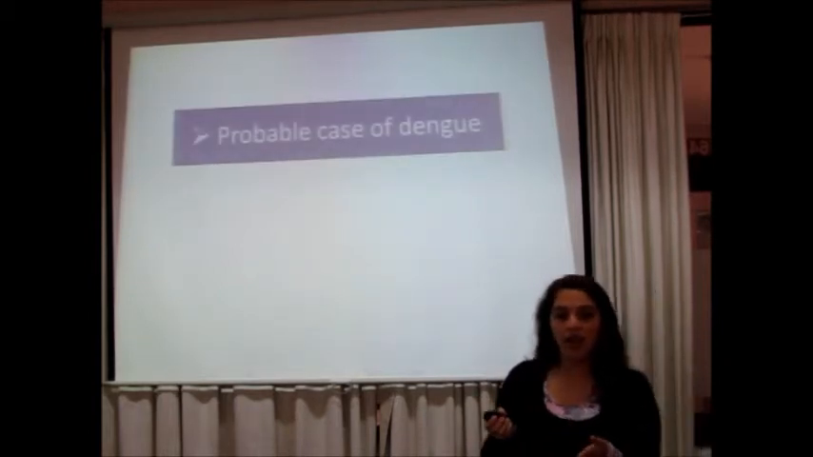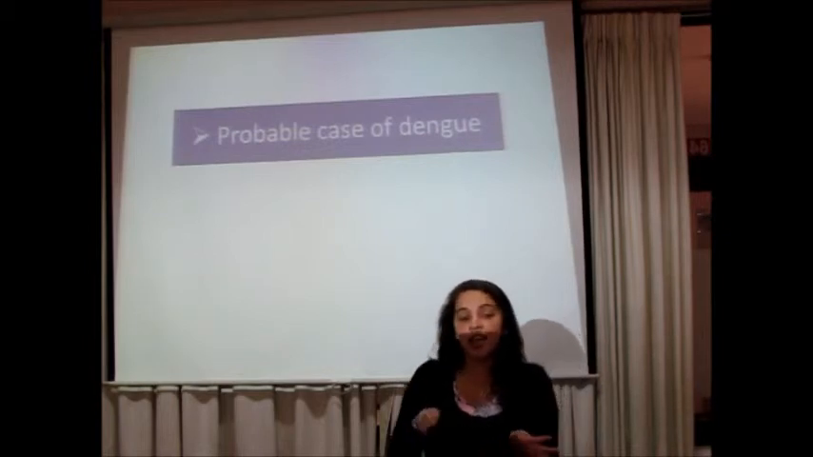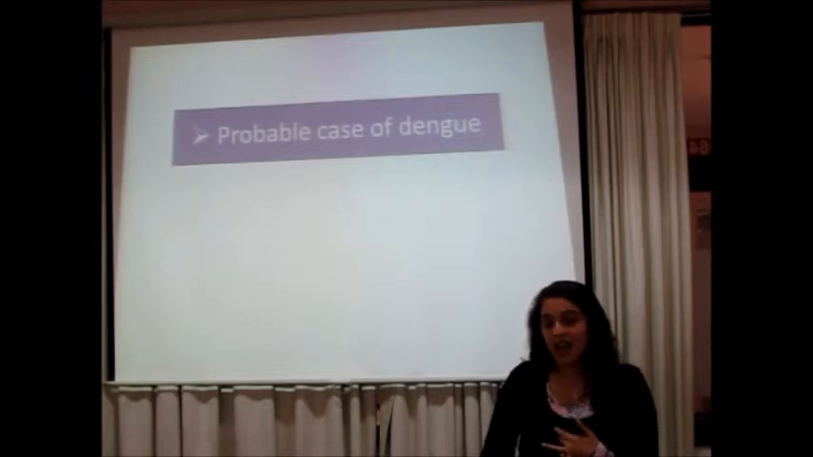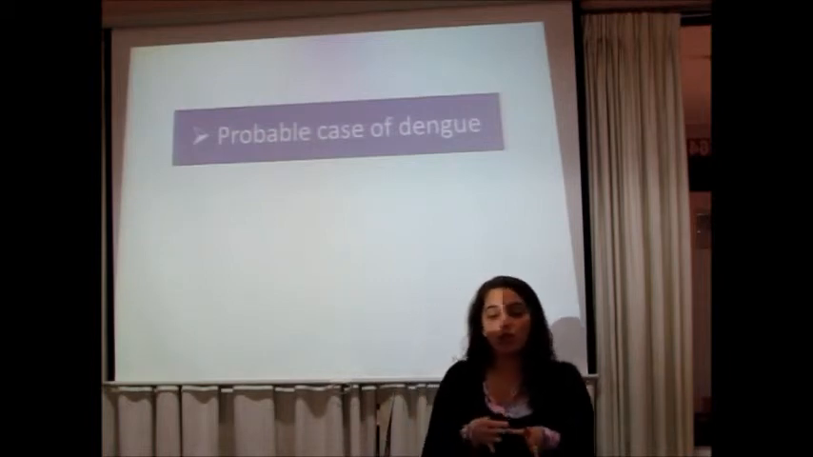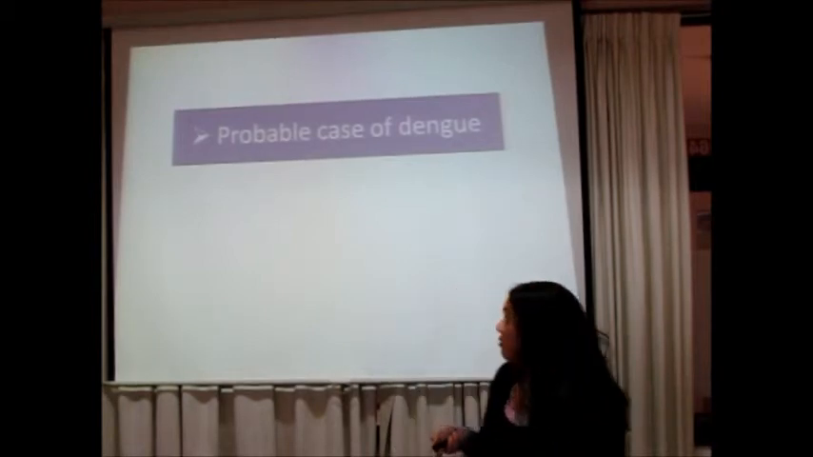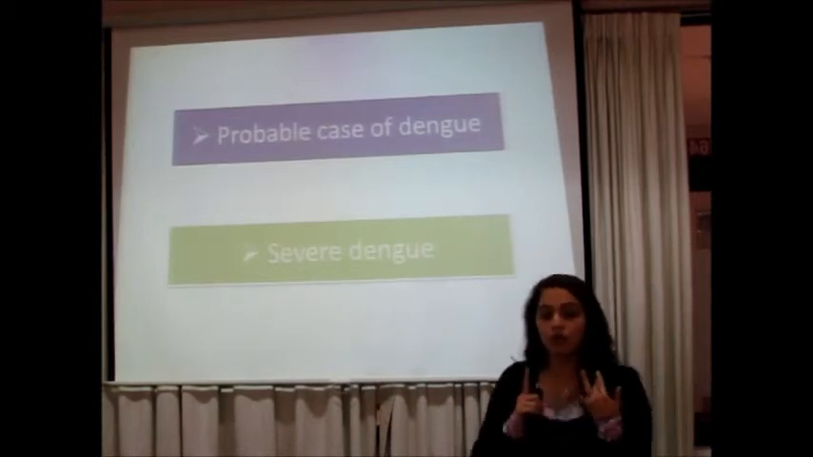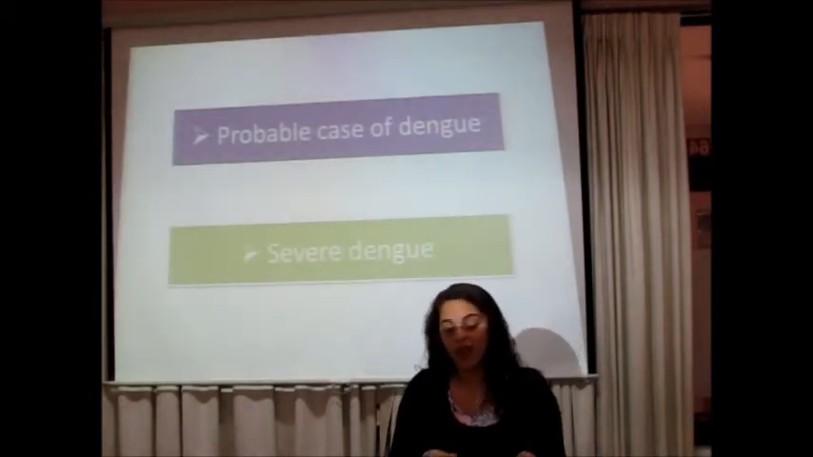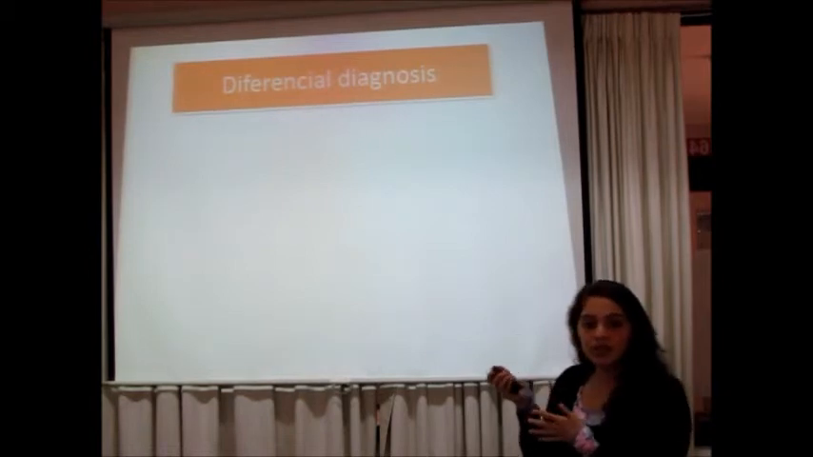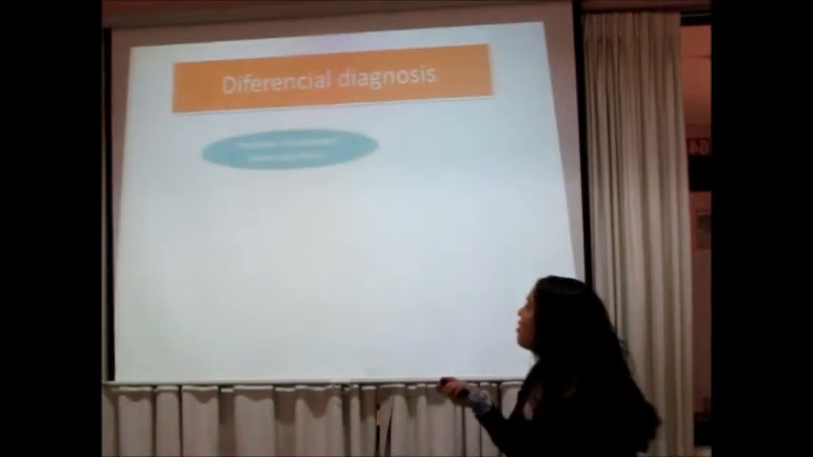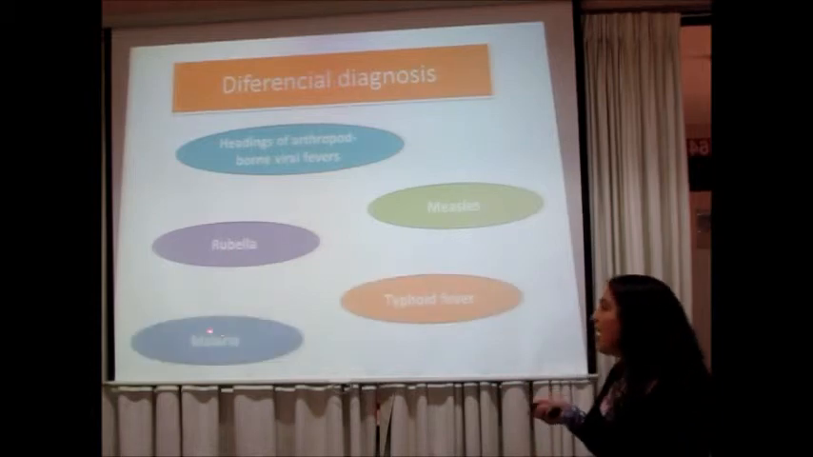The probable case of dengue has the following criteria. It's a picture of fever up to 7 days with no apparent source, and it's associated with the following: headache, retroorbital pain, myalgia, arthralgia. It may or may not be accompanied by bleeding, and a history of displacement or residing in a dengue endemic area. Severe dengue definitions include plasma extravasation which leads to shock or fluid accumulation and respiratory distress, severe bleeding, and severe involvement of an organ like liver, heart, or brain. The differential diagnosis includes all epidemiologically important diseases under the headings of arthropod-borne viral fevers, measles, rubella, typhoid fever, and malaria.